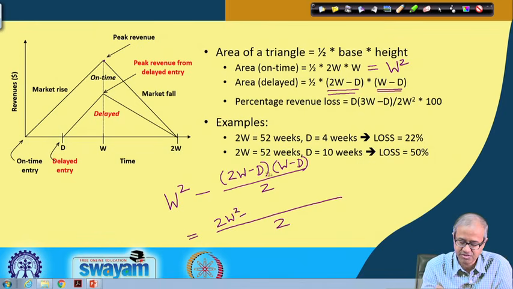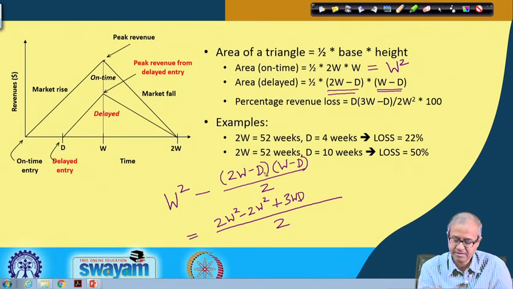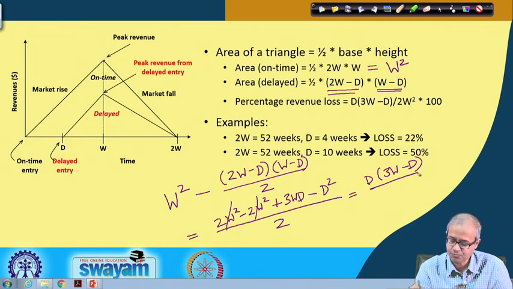If you calculate how much this is, it will be twice W square, then minus 2WD and minus WD, it will become minus 3WD, and plus D square. So the W square terms cancel out, and if you take D common, what you get is D times (3W minus D) by 2.